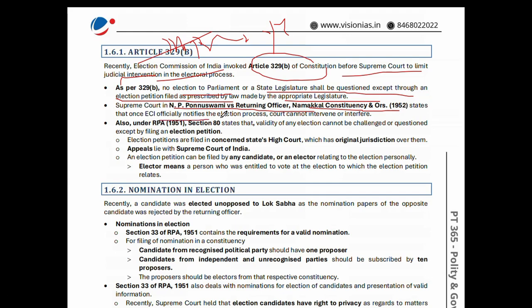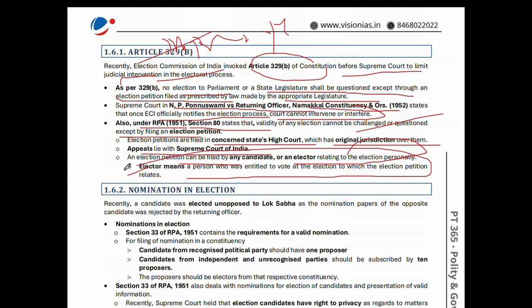Under the Representation of People Act 1951, Section 80 states that the validity of any election cannot be challenged or questioned except by filing an election petition. Election petitions are filed in the concerned state high court, which has original jurisdiction. Appeal lies with the Supreme Court of India. An election petition can be filed by any candidate or any elector relating to the election. An elector means a person who is entitled to vote at the election to which the petition relates. This is all about Article 329B.